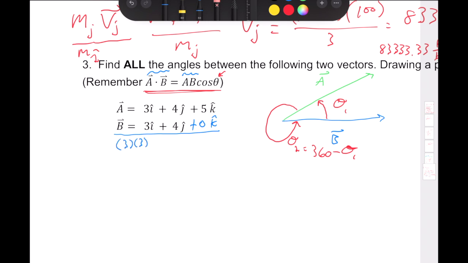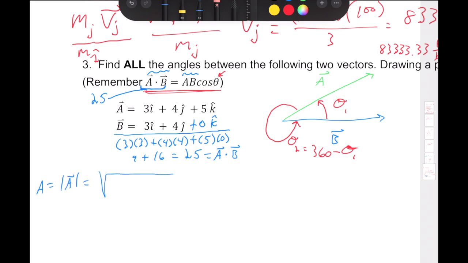3 times 3 plus 4 times 4 plus 5 times 0. And that's going to equal 9 plus 16, and that equals 25. That's A dotted with B. All right, that's the first thing we need to know. So 25 is what that value is. Now, what's the magnitude of A and the magnitude of B? Well, the magnitude of A is the same as writing that. And that is, if you guys remember from above, square all the components, add them, and take the square root of what comes out of that.